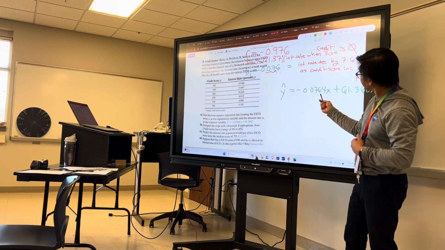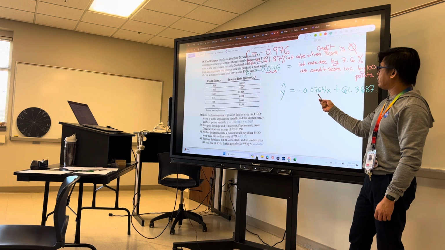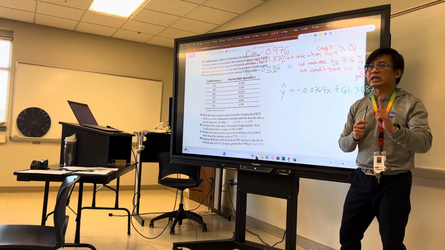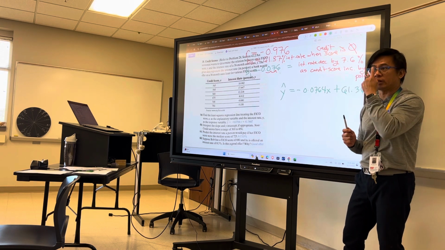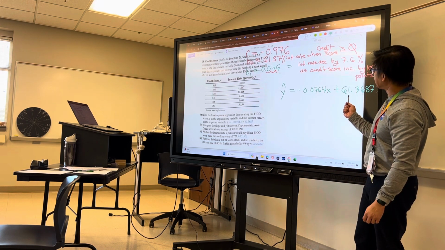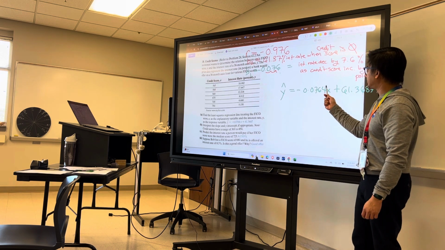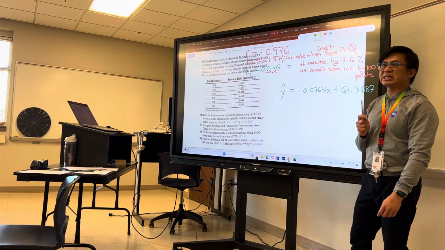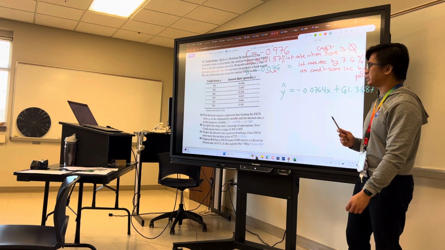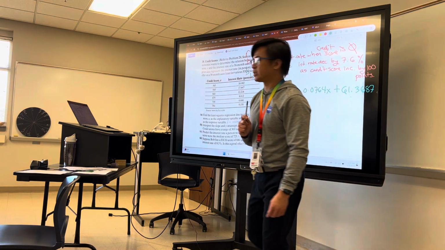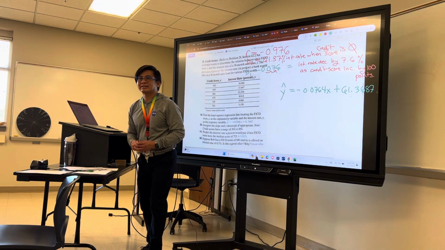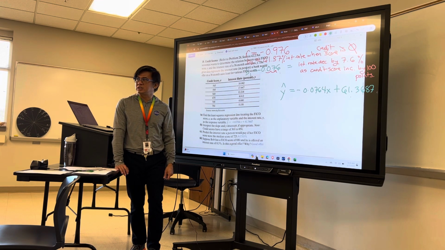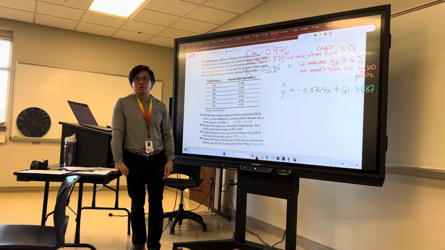So again, what does it mean? This one means it's decreasing by 7.6% interest rate per 100 credit score increase. This one also implies that if you have 0 credit score, then your interest rate will be how much? 61.3687 interest rate. Are we good with that? Got it, guys? Questions? That's a lot, 61.36%.